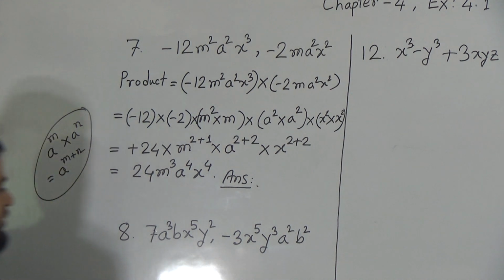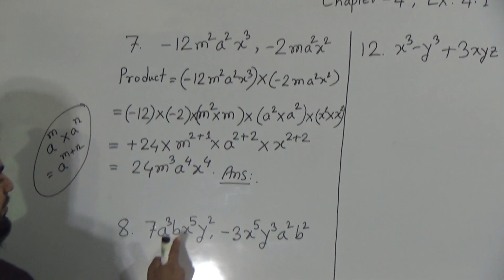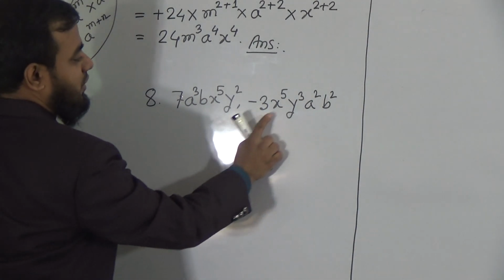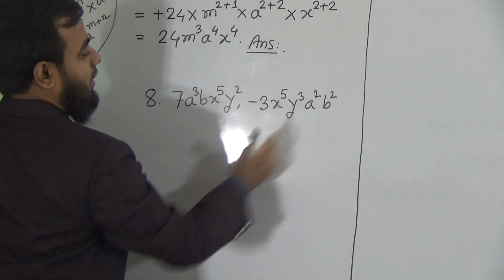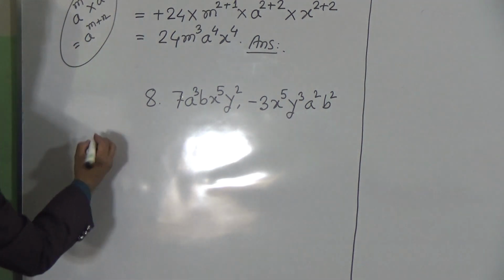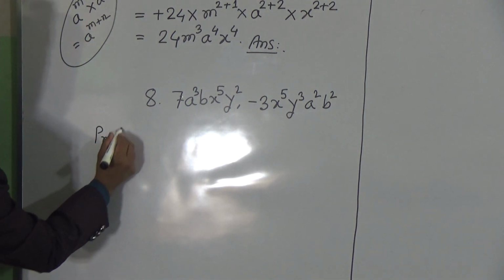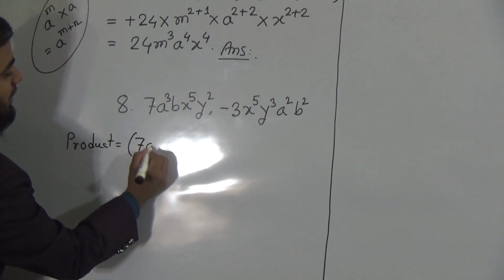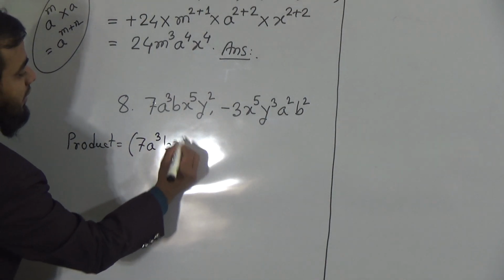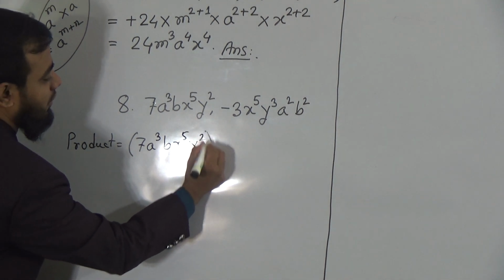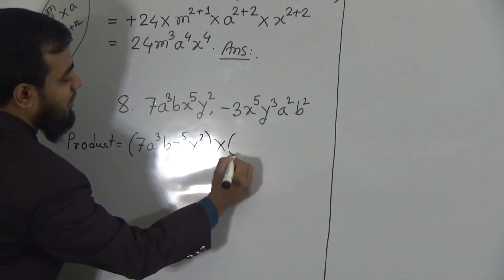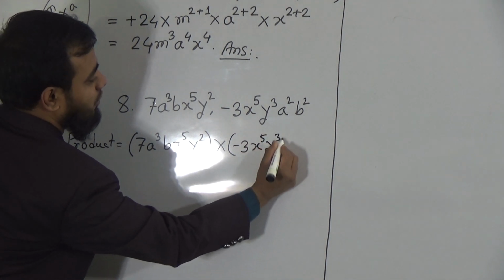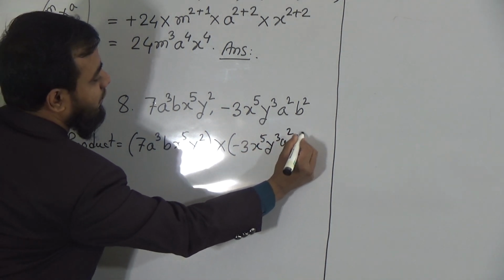Next one is, first expression is 7 a cube b x to the power 5 y square, and the second expression is minus 3 x to the power 5 y cube and a square b square. Now the product is how much? Product is 7 a cube b x to the power 5 y square multiplied with minus 3 x to the power 5 y cube a square b square.